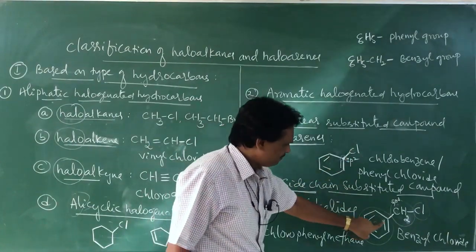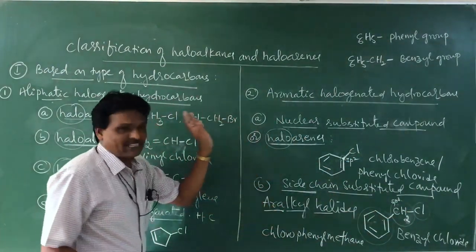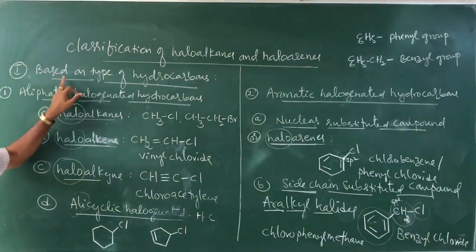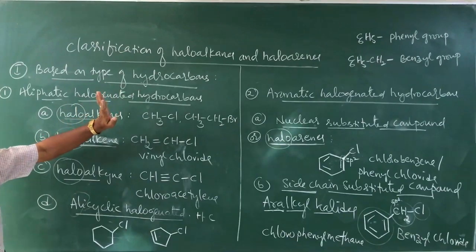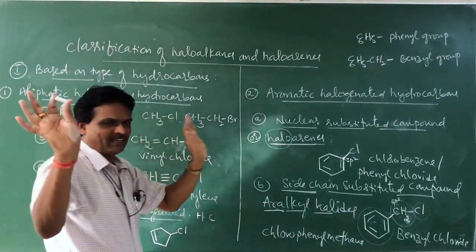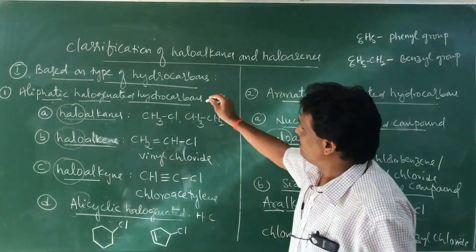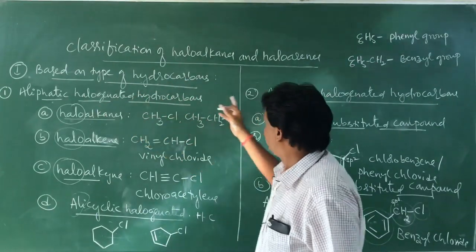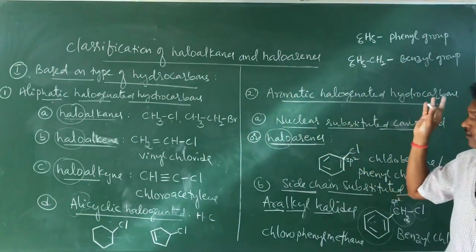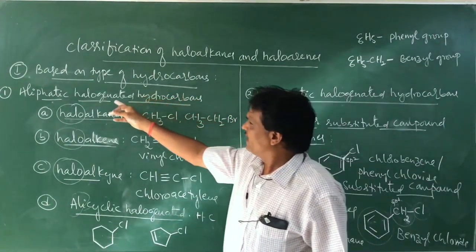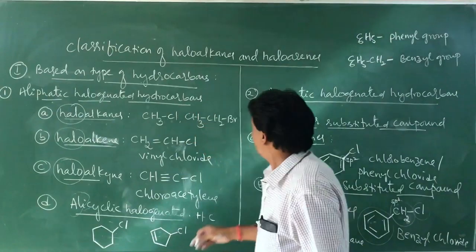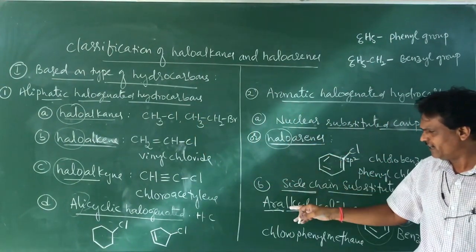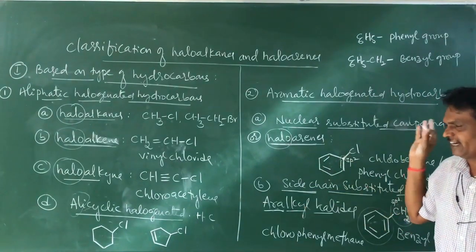So, classification of haloalkanes and haloarenes, the first one, based on the type of hydrocarbons. Is it clear? On the basis of the type of hydrocarbons, there are two types: aliphatic halogen hydrocarbons and aromatic halogenated hydrocarbons. In aliphatic halogen hydrocarbons, again four types. In aromatic halogenated compounds, two types: haloarenes and aryl alkyl halides.